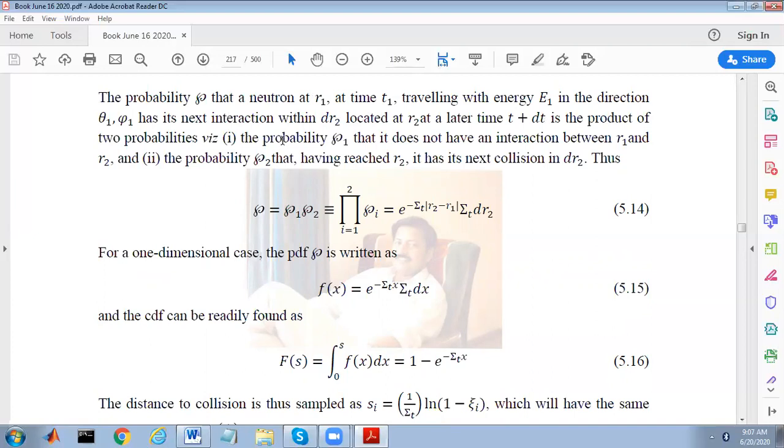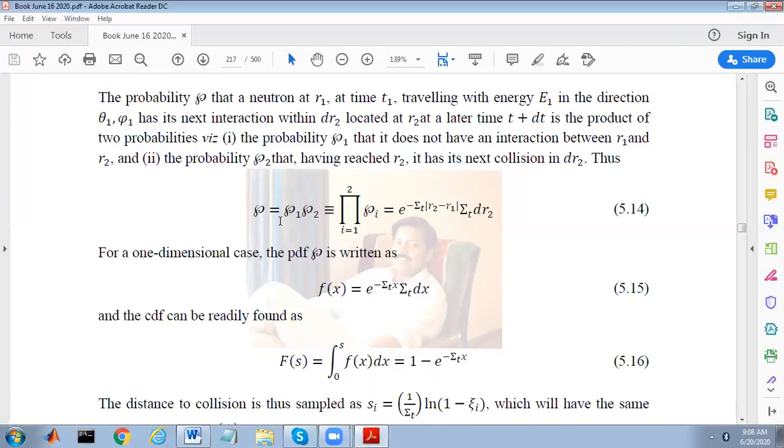The first is that it travels freely, it does not have an interaction between R1 and R2. It travels in a straight line if it's a neutrally charged particle. It travels in a straight line between R1 and R2. Now, once it reaches R2, then what is the probability that its next collision lies inside dR2? dR2 is a very small interval, and dR1 is a very small interval.